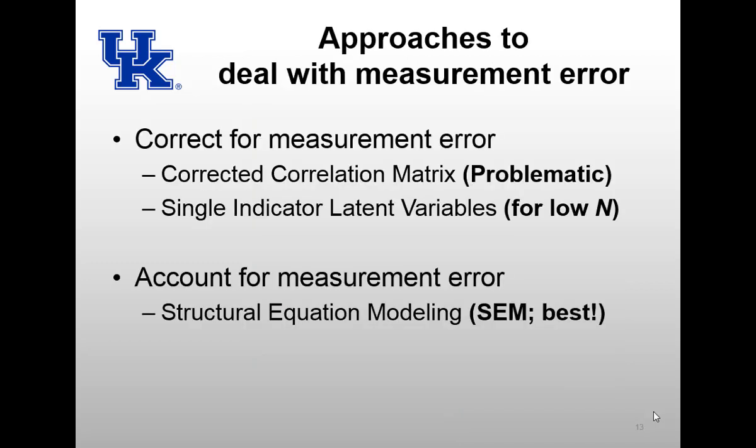There are multiple approaches for handling measurement error. One approach is to correct for measurement error, and that can be done by correcting the correlation matrix, which has some limitations. It doesn't handle missing data, and additionally, it can increase your type 1 error. Another approach that we'll be talking about today is the single indicator latent variable approach. And this is great if you have low ends that you're working with. And then the best approach is to account for measurement error using structural equation modeling. This can sometimes be limited, though, if you do not have a large enough sample to run an SEM model.